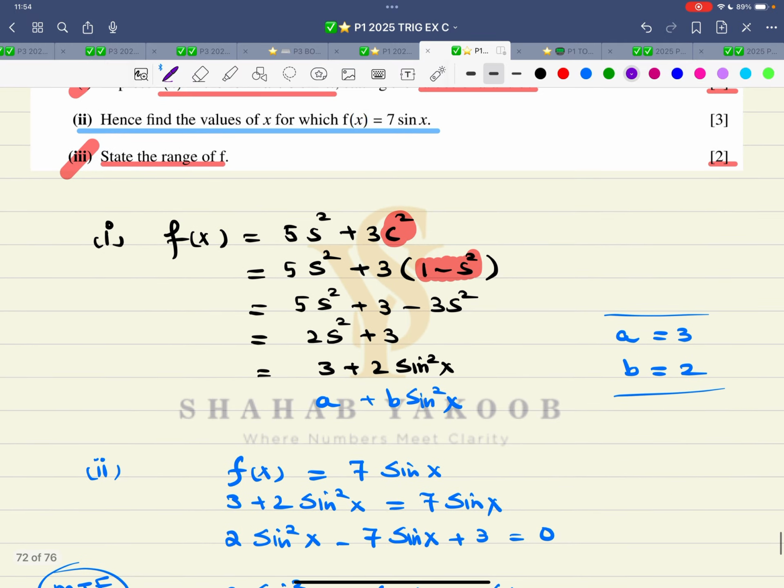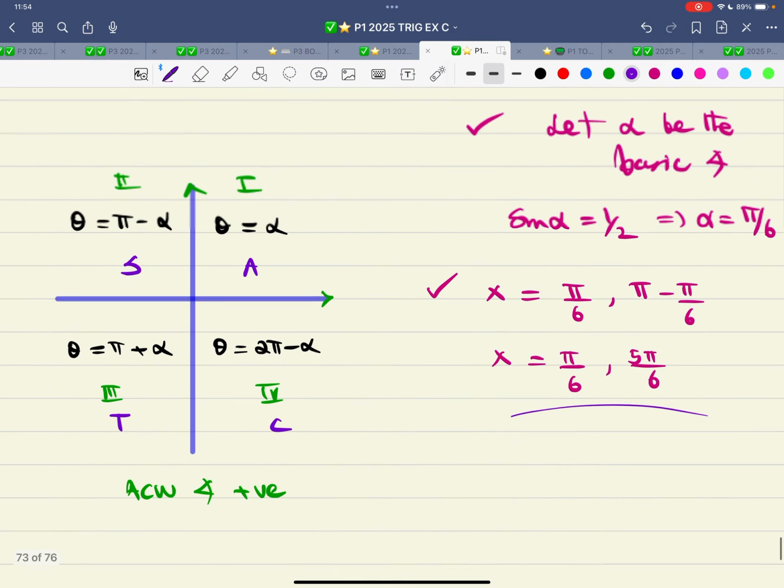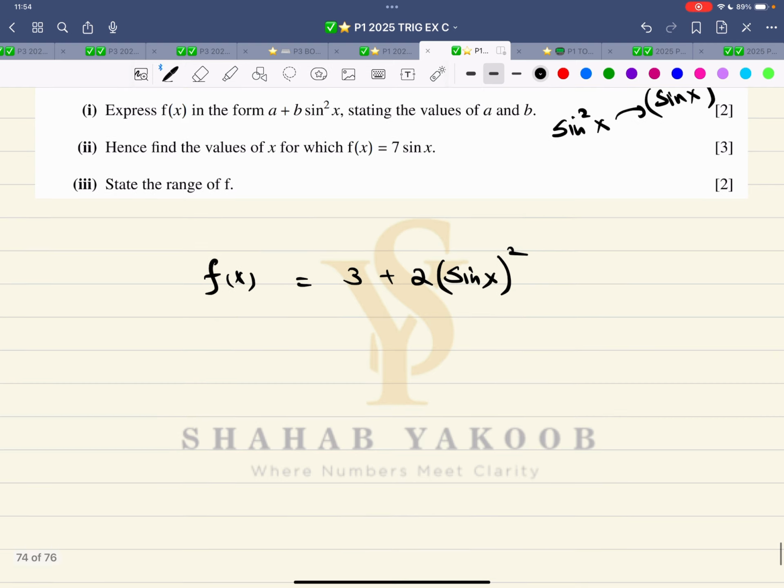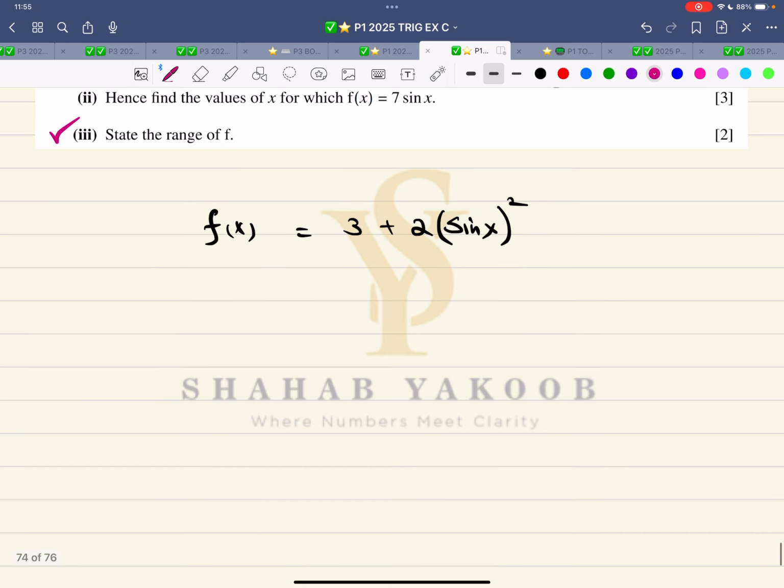Now let's go to the last part. 3 plus 2 sine square x. Let me write it over here. So f(x) is equal to 3 plus 2 sine x, the whole thing squared. Sine square x actually means sine x the whole thing squared. There is a particular reason why I'm writing it this way. So now I am on the last part. State the range of f.